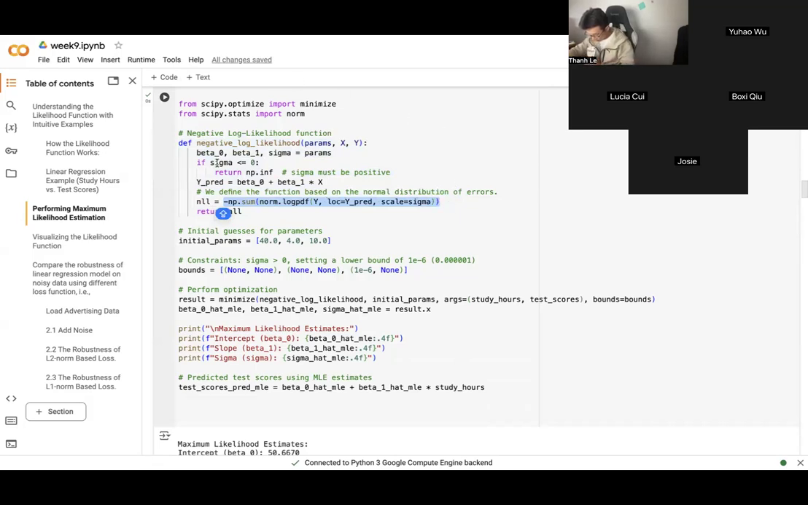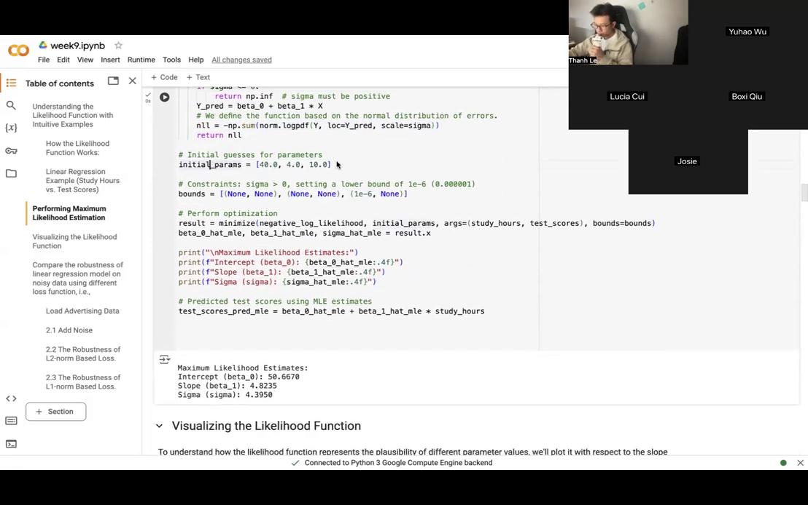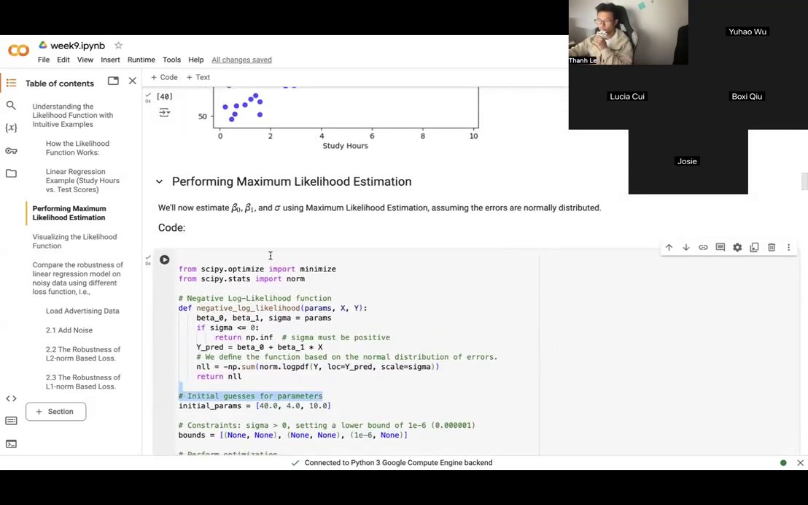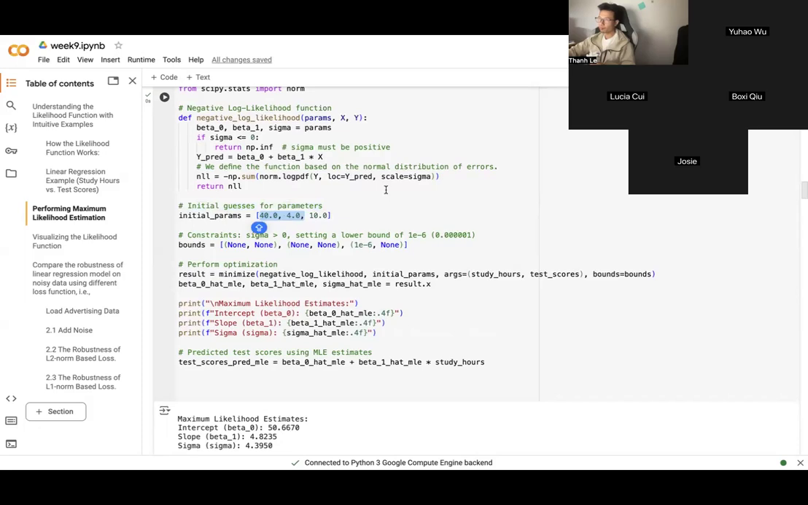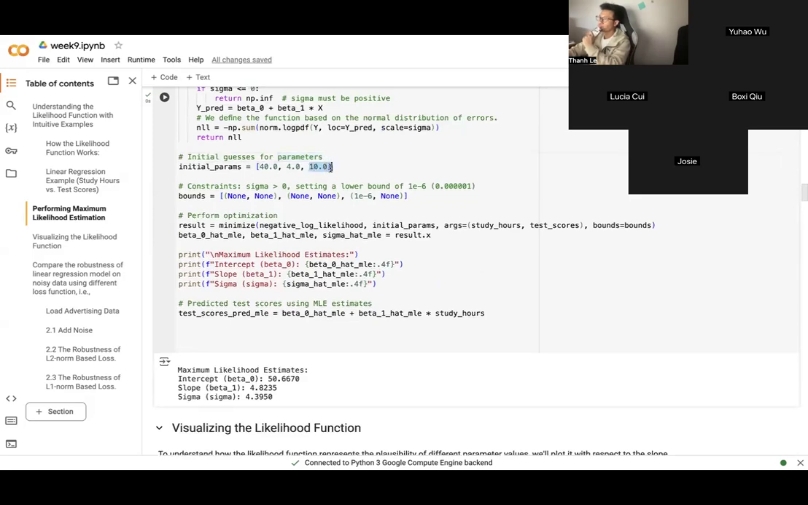And because in optimization we often want to minimize something, we add a negative sign before the log likelihood function. So this is a negative log likelihood function, just to make the optimization easier on a computer. And then we make an initial guess for these parameters. We guess beta 0 is 40, beta 1 is 4, and sigma is 10. Sigma is the standard deviation of epsilon.